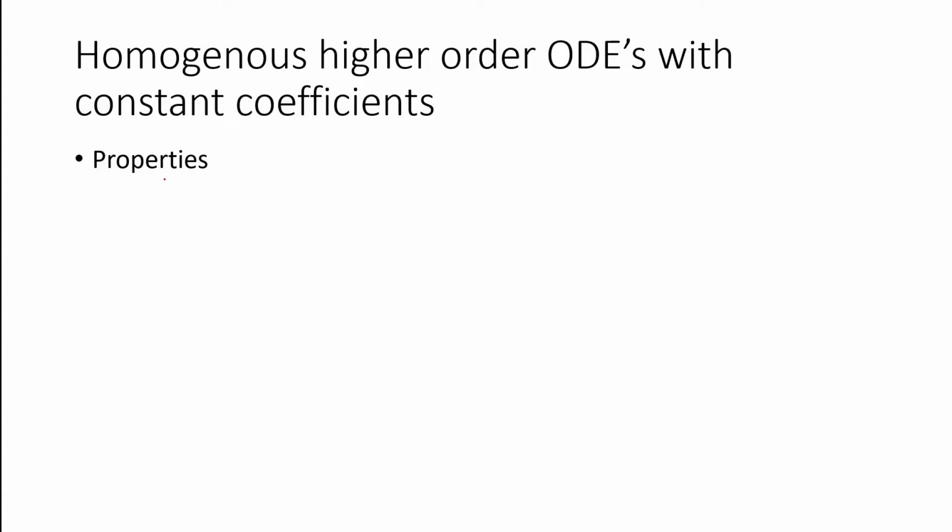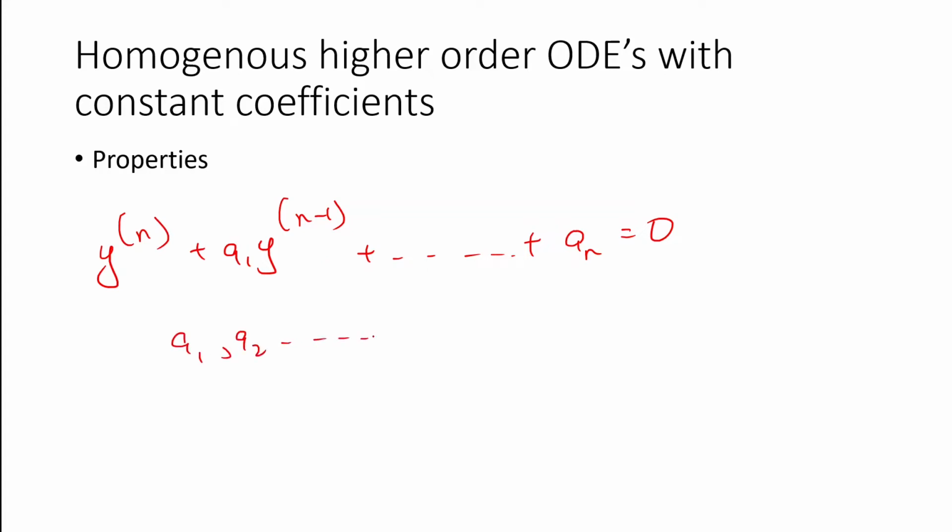So what does this mean? Let me rewrite the equation. Once again, you can see that it looks like the same equation, but there is one major difference. The difference is in a1, a2, all the way till an. In the general form, these were functions of x, but in the special form, these are just constants.